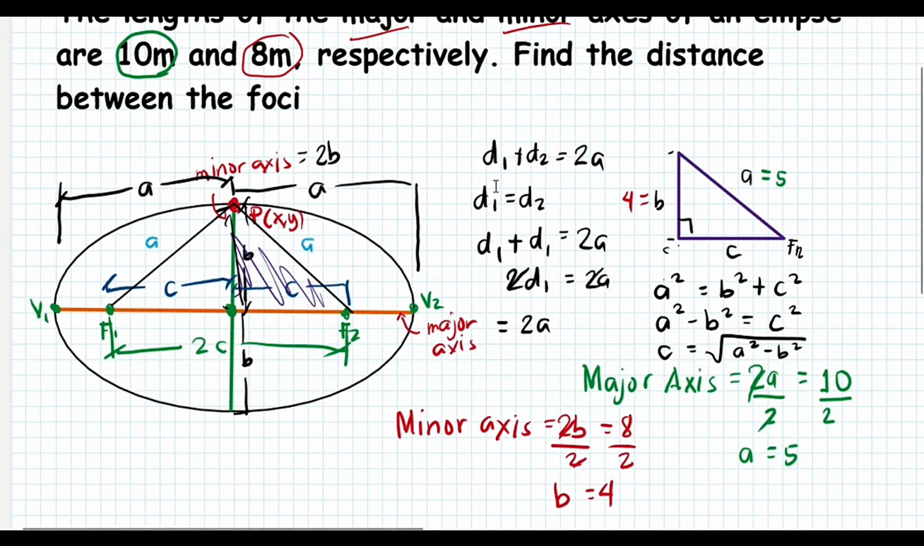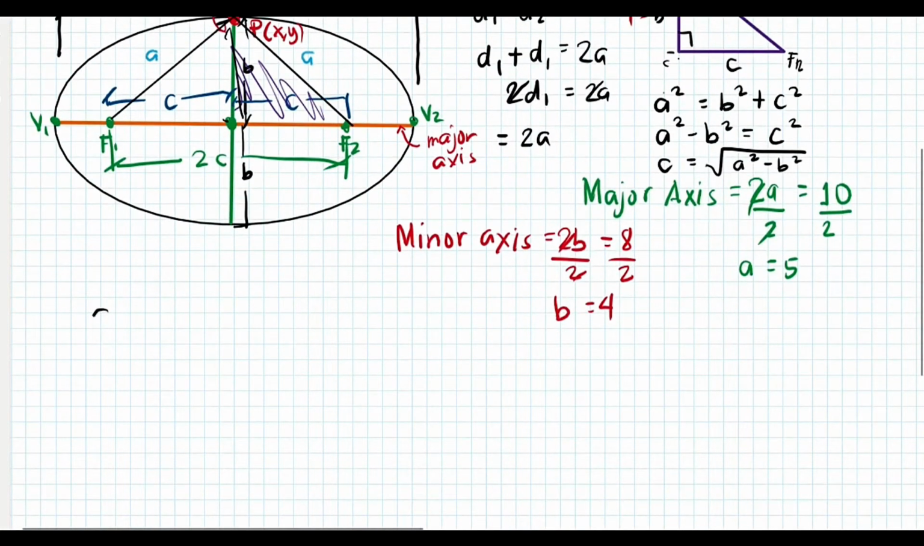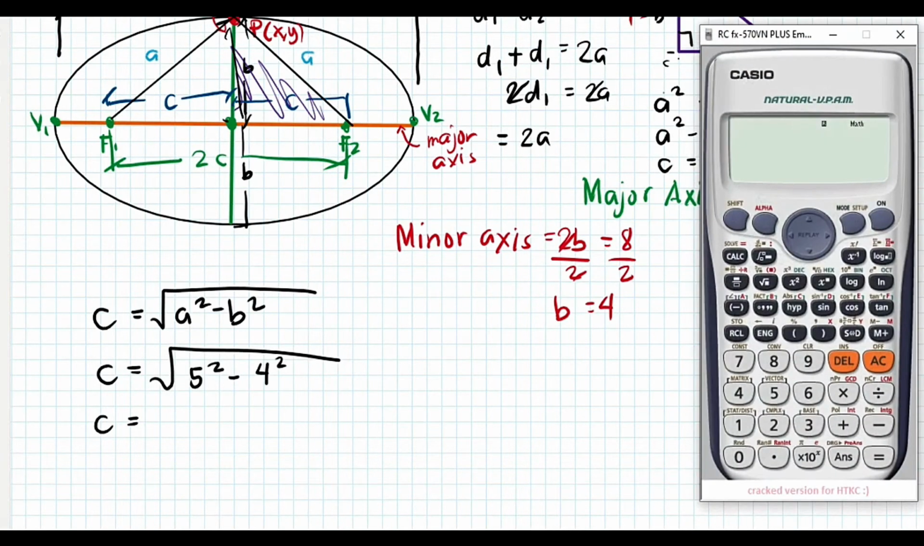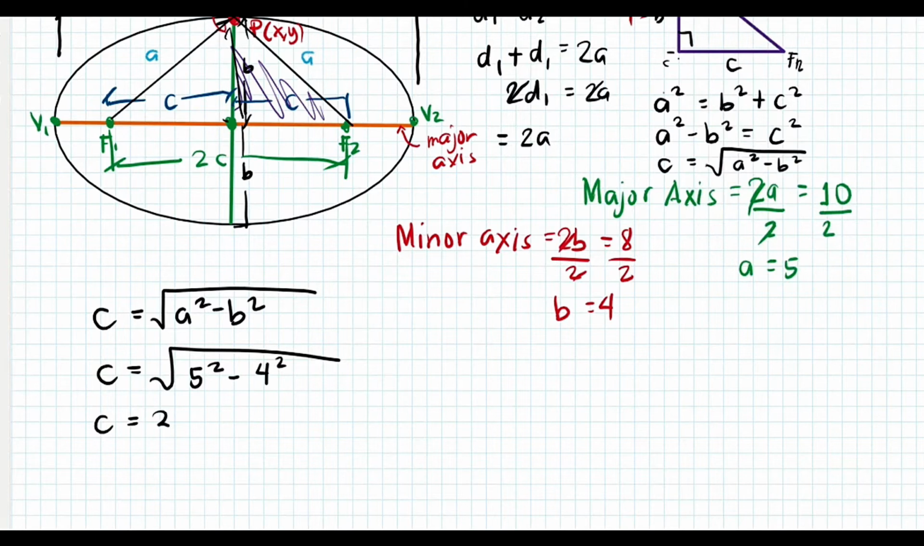So, ganun na yung gagamitin natin. Ito na yung formula na gagamitin natin. So, let's rewrite it here. C is equal to square root of A squared minus B squared. So, C is equal to, your A is 5 squared, your B is 4 squared. So, pag kinalkula mo yan sa calculator, square root ng 5 squared minus 4 squared, that will be equal to 3. So, your C is 3. Hindi pa yung final answer dahil ang hinahanap mo is 2C. So, 2C is equal to 2 times 3 and that will be equal to 6. So, your final answer is 6 meters.